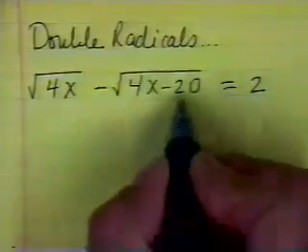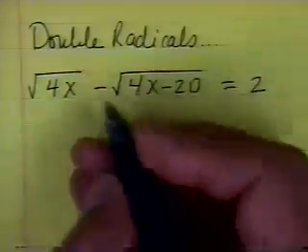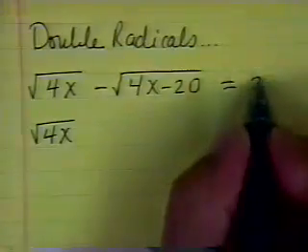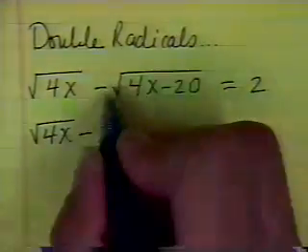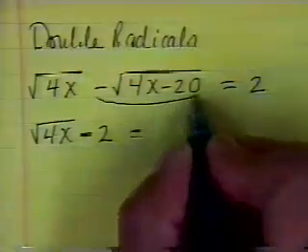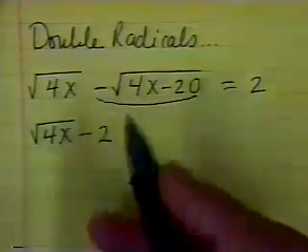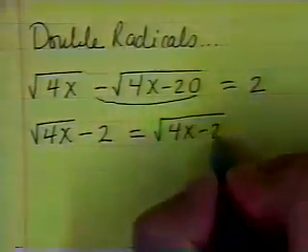I'm going to choose to isolate this guy, and because he's negative on the left-hand side, I'm going to move him over to the right, so that I'm going to end up with the square root of 4x. I'm going to move this 2 back over to the left-hand side, so it's going to become a negative 2, equals, now remember, this entire piece is going to move over to the right-hand side, but only the coefficient sign is going to be affected. This will become a positive square root of 4x minus 20.